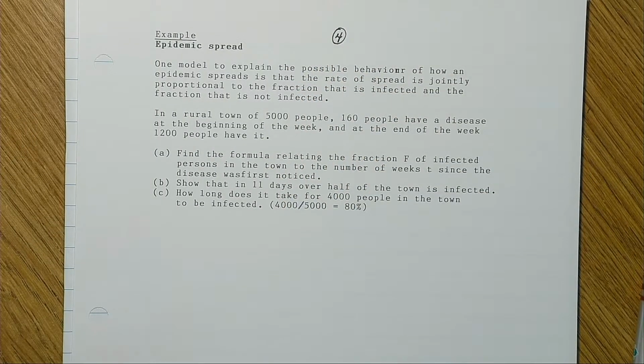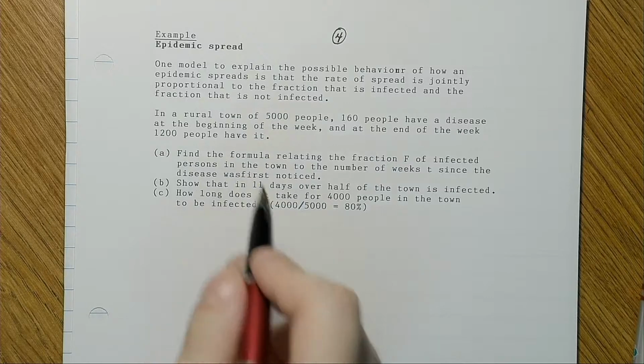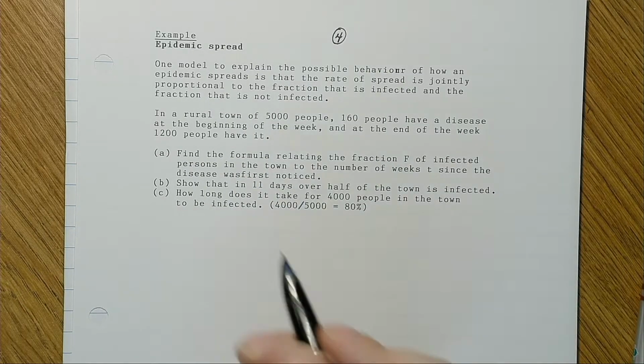So it says one model to explain the possible behavior of how an epidemic spreads is that the rate of spread is jointly proportional to the fraction of the population that is infected and the fraction that is not infected. So we'll start out with a rural town of 5,000 people. At the beginning of the week, there's 160 people that have the disease, and at the end of the week, 1,200 people have it. They ask us to find the formula, so we're going to basically find that, what we've already done. Find the formula relating the fraction to the number of weeks since the disease was first noticed.